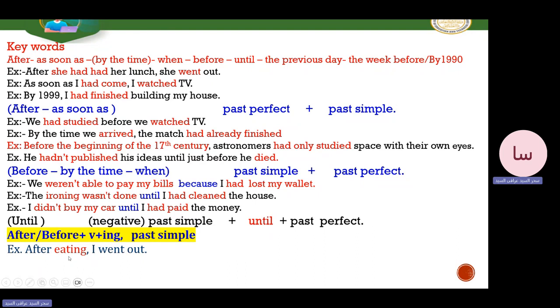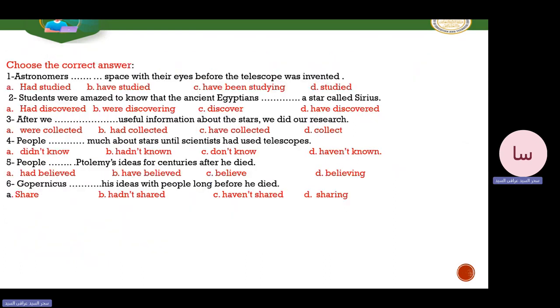Look at this example. After eating, I went out. We don't have a subject here. So we should put verb plus ing after, or before, then the second sentence, I went out. Okay, time to practice. And now it's running out so quickly.